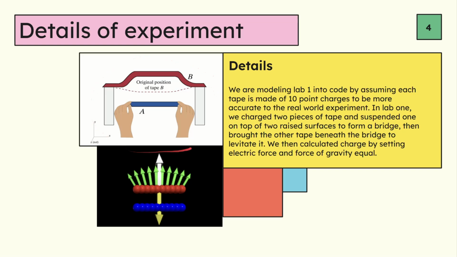Details of the experiment. This was what we set up in Lab 1. And to code this, we simplified the top tape into 10 point charges as well as the bottom tape. In Lab 1, we charged both tapes, suspended B above A, and saw how far B was lifted above A because they were both positive charges. Then we calculated the electric force and the force of gravity, set them equal to each other, and calculated the charge.